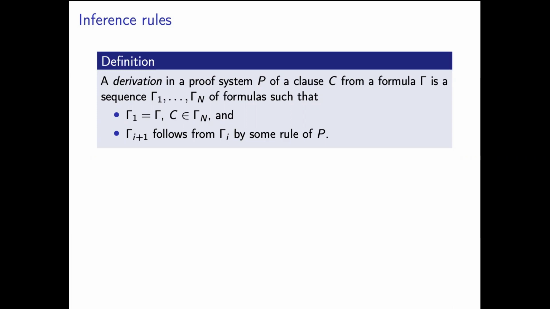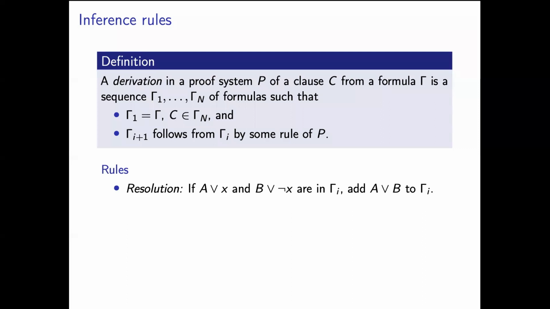Okay. And a derivation of a clause in this manner is a sequence of CNFs that starts with the initial CNF and derives some CNF containing the clause you want to derive, and each CNF follows by some rule. And the rules are as follows. So resolution, I've already shown you. In this formulation, it basically says if these are in a formula somewhere in the sequence, then for the next formula, you could just add this. Adding it to gamma I gives you gamma I plus 1. So gamma I plus 1 equals gamma I and A or B.